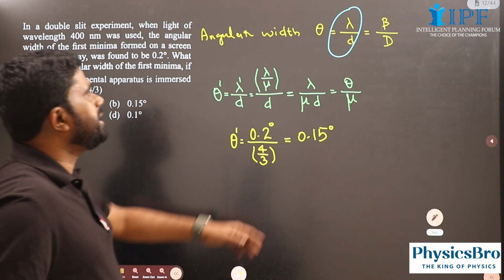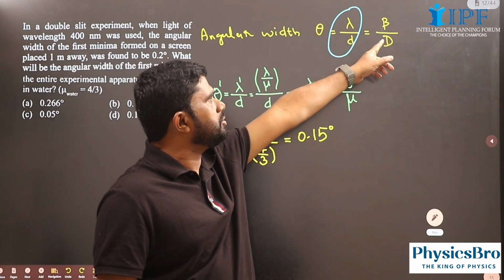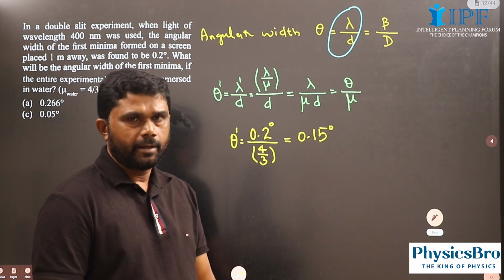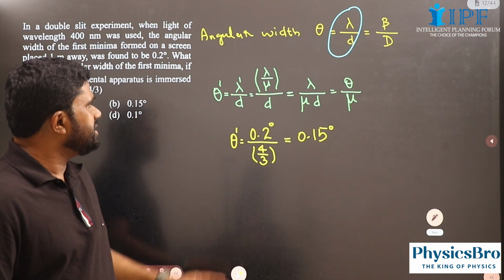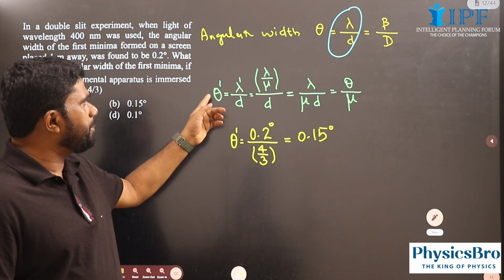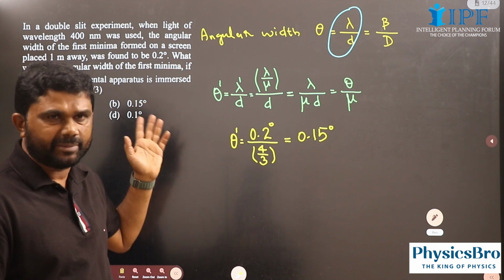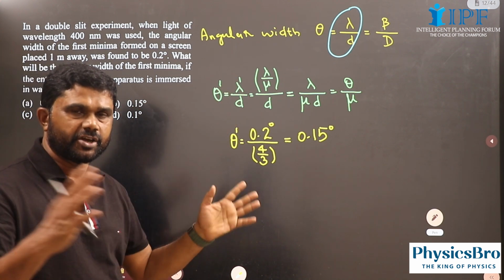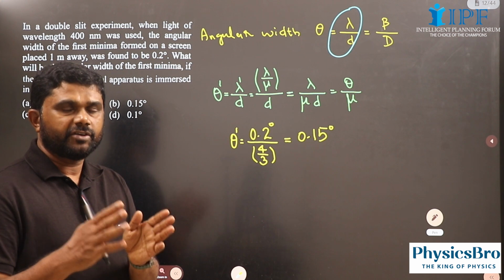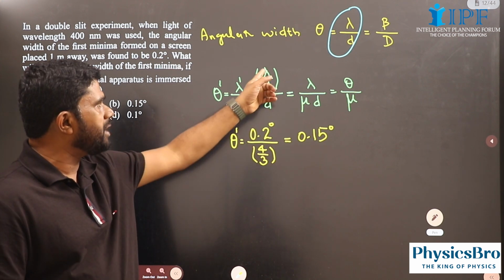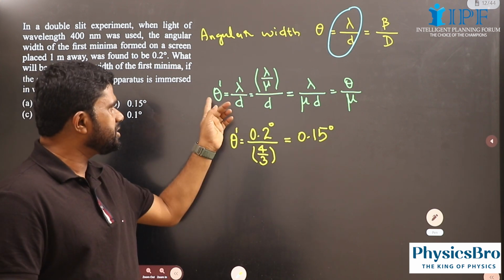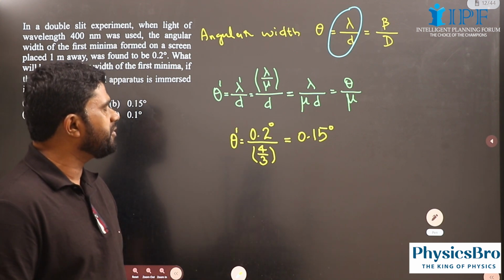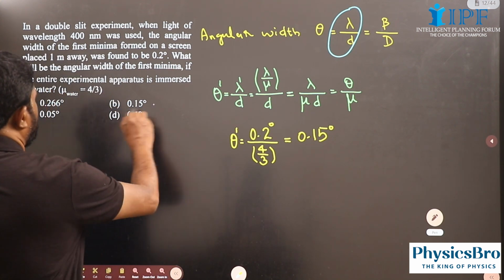Okay, actually see, I have told you earlier, no, it is independent of capital D. It depends only on lambda and small d. Okay, now see, theta is proportional to lambda. So theta dash will be lambda dash by small d. Small d we are not changing. Lambda will become lambda dash and it is equal to lambda by mu. Okay, so theta dash will be theta by mu. Mu is 4 by 3, so we will get 0.15 degree.